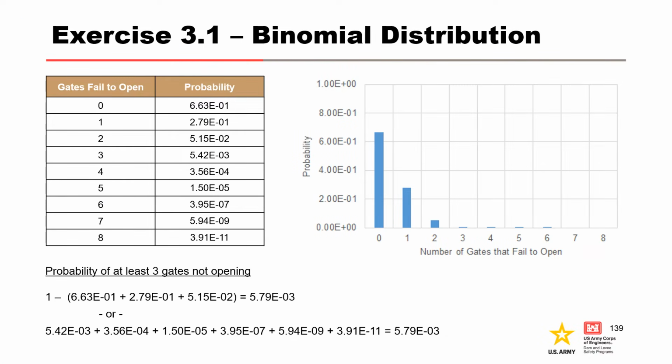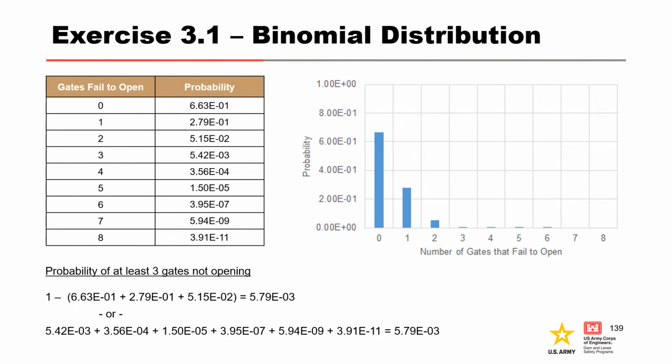Another way to answer the second question is to calculate the probability of exactly 3 gates not opening, and exactly 4 gates not opening, and exactly 5, exactly 6, exactly 7, and on up to exactly 8 gates not opening, and then sum those probabilities. You'll see that we'll get the same result, a probability of 5.79 times 10 to the minus 3.